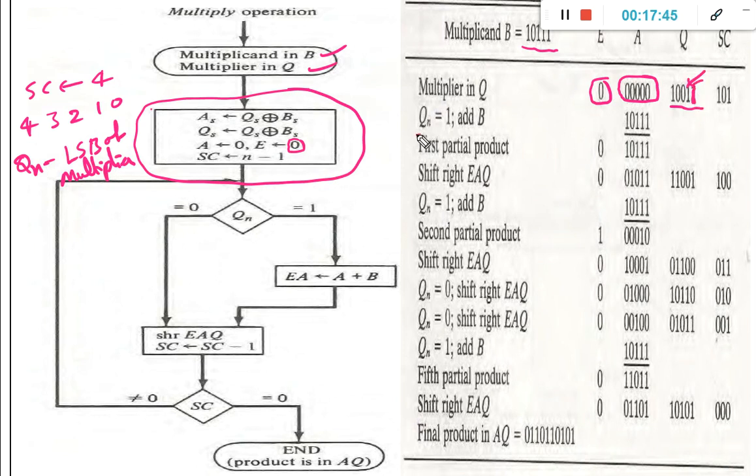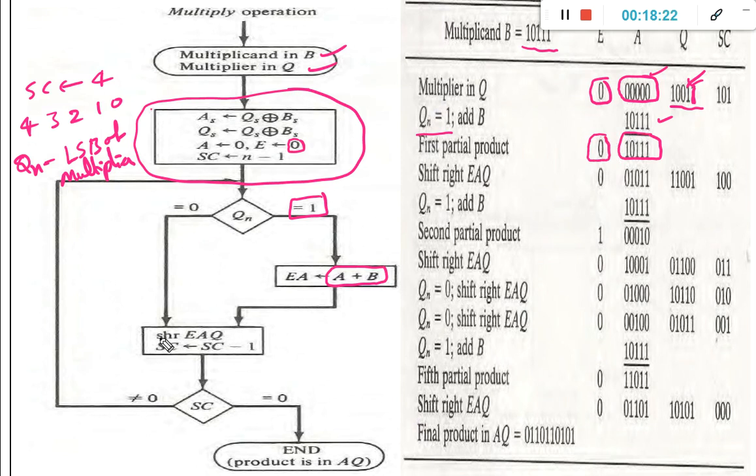Okay, so Qn is equal to 1. Whenever Qn is equal to 1, what to do? Add A plus B and assign the result to EA. Perform A plus B. A is all zeros, B is 1 0 1 1 1. Add these two values, then we get 1 0 1 1 1 initially, and store it in EA. The E value is the same.